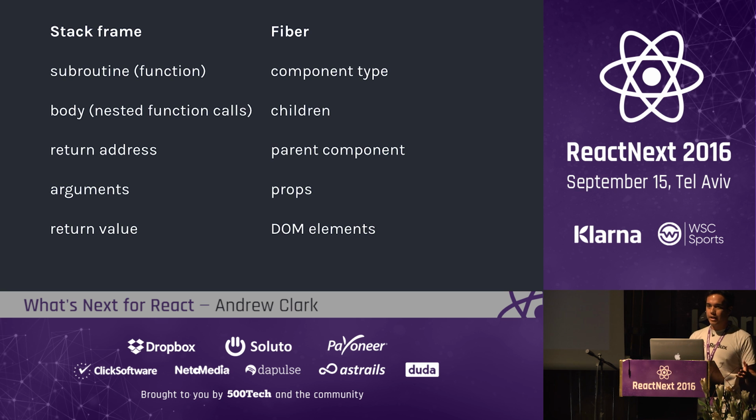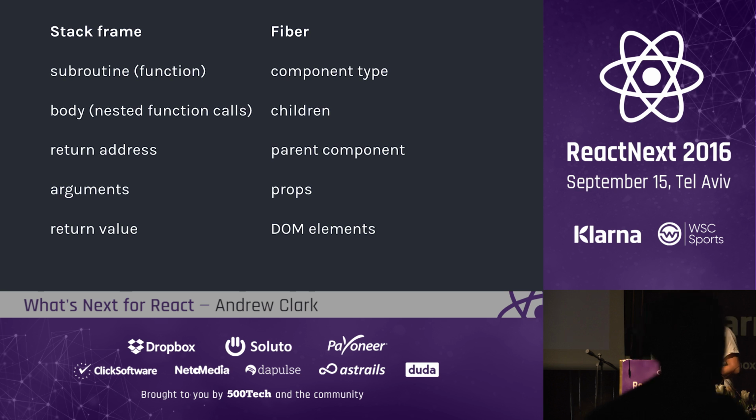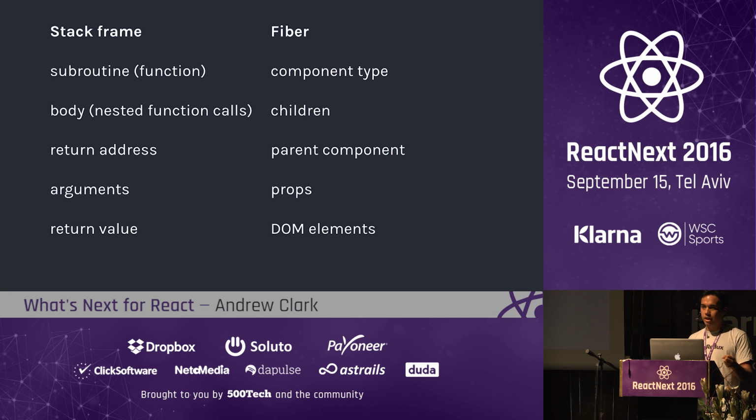similar. In a stack frame, every stack frame corresponds to some subroutine or function. In a fiber, the conceptual analogy would be a fiber has a component type, right? And that's kind of like a component is a function. In a stack frame, you have the body of the subroutine, which can contain some nested function calls. In a fiber, the analogy for those nested function calls is just children, essentially. A stack frame has a return address so that the program knows where to return after the subroutine exits. For a fiber, that's essentially just your parent component, right? Whichever component comes above it in the tree.